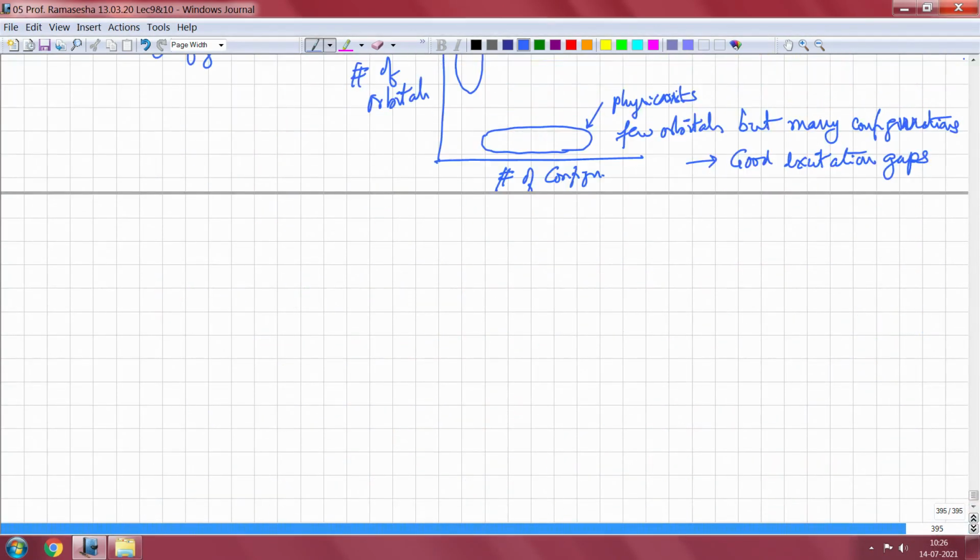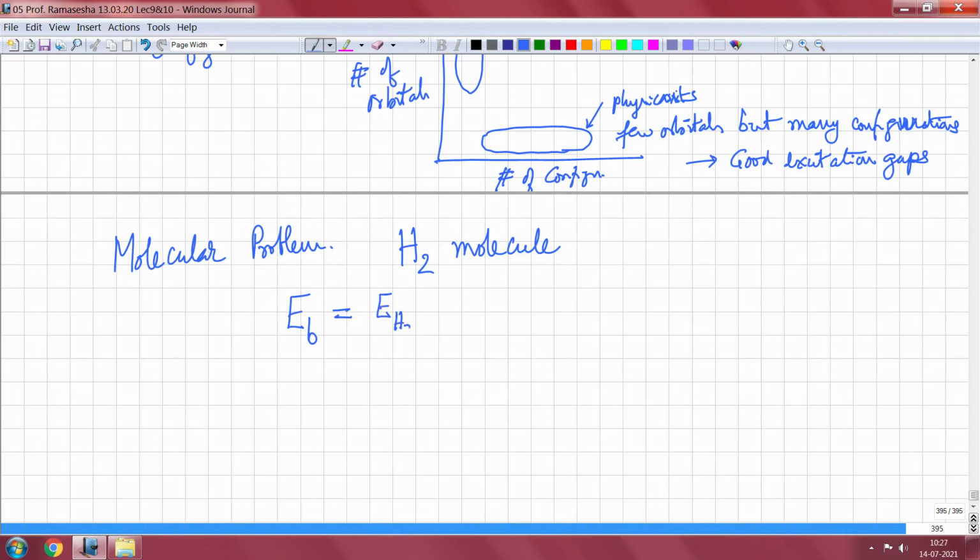Now, let us go to a molecular problem. The simplest molecule that you can think of is the hydrogen molecule. What you are interested in is finding out the binding energy of the hydrogen-hydrogen bond, or the bond energy, which is equal to the energy of the hydrogen molecule minus twice the energy of the hydrogen atoms.